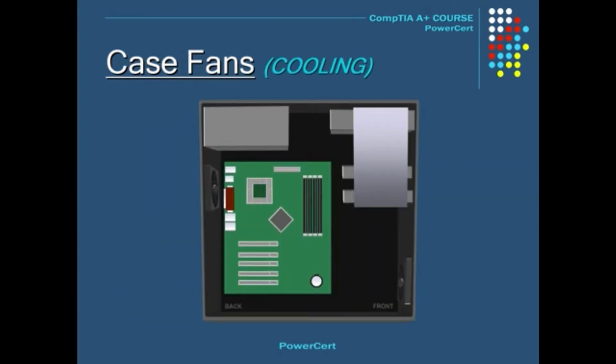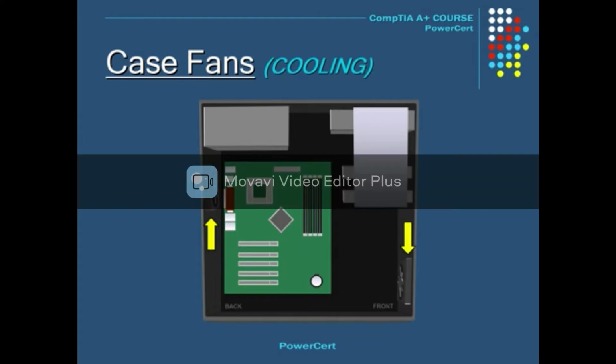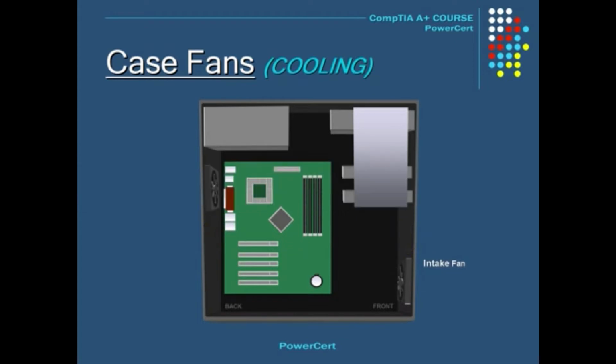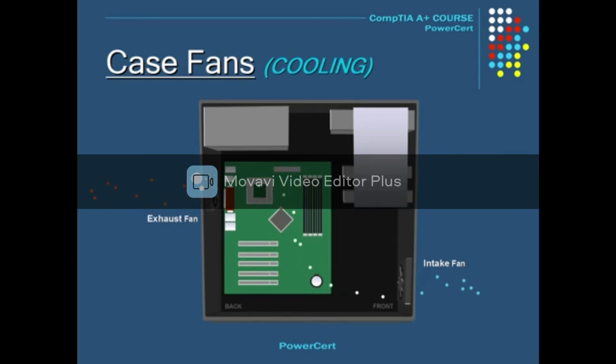So the main way to adequately cool the computer is with case fans. Case fans are mounted inside the computer case. A basic case fan setup will include at least two fans. One fan that is mounted in the front of the computer is the intake fan. The intake fan is for drawing in cool air from outside the case to inside the case. The other fan is the exhaust fan, which is located in the back of the case, and it's designed to push air outside the case.